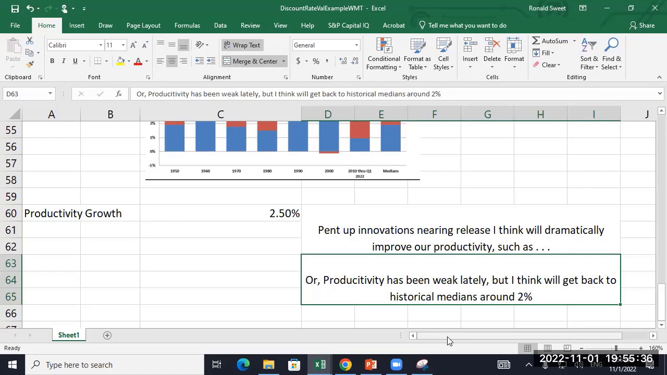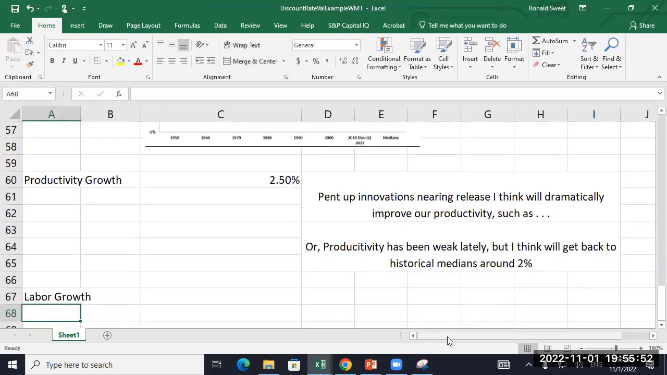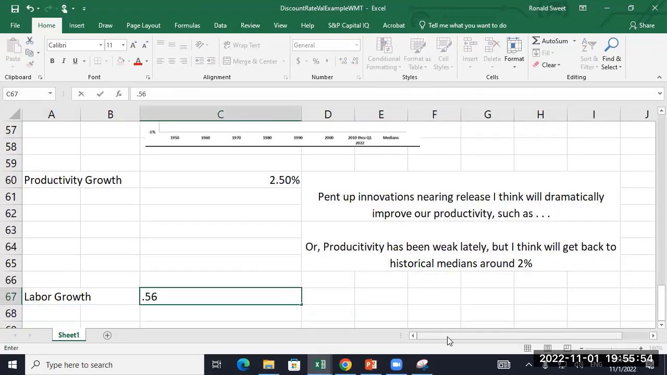So what about the 5-year forward inflation? Yeah, the 5-year forward inflation. I'll do it right now just so you can see it. Let me do labor growth first. I'm going to put 0.5% there.